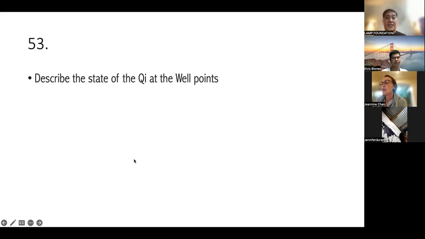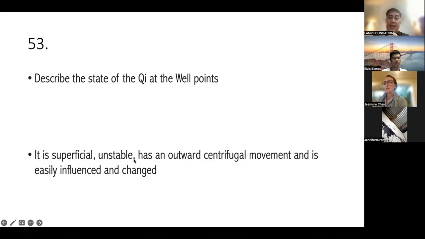Okay, can you describe the state of the chi at the well points? I think we discussed it earlier. Hindi ko alam kung tama yung sagot ko dito, Doc. Isipin mo na nasa well pa siya. Remember, it's narrow. Nasa well. Diba? That it's shallow and narrow, Doc. But according sa binasa ko, it's dynamic because parang outward yung movement niya. No? Yeah, you were right. It's very shallow, very superficial, very unstable.